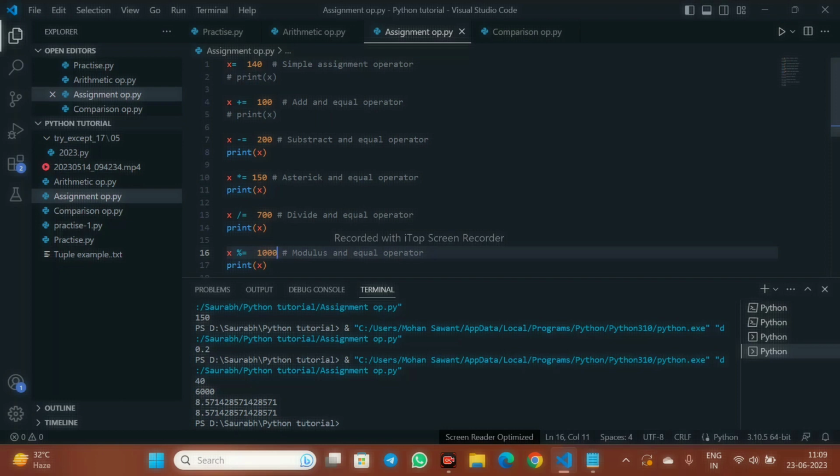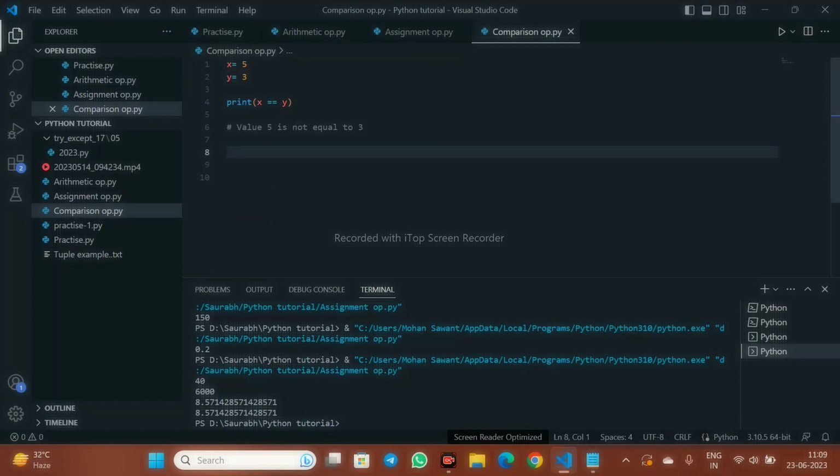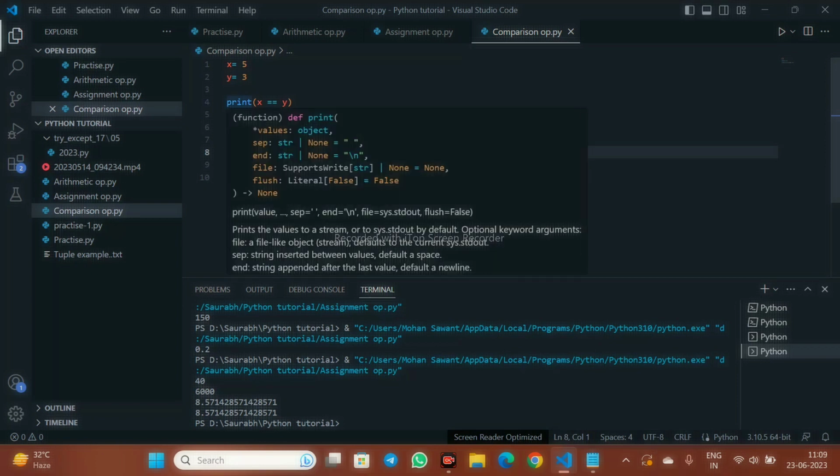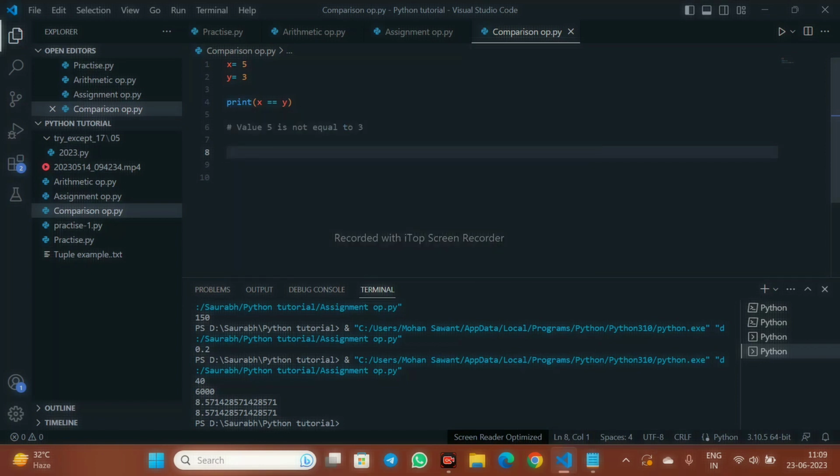So we will move to our next operator, that is the comparison operator. Here this operator compares the values on either side of it and decides the relation among them. Like the operator double is equal to: if I give x is equal to 5 and y is equal to 3, print x double is equal to y, that means value 5 is not equal to 3 here.